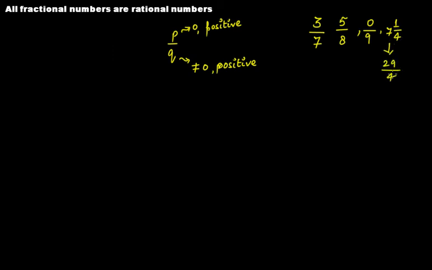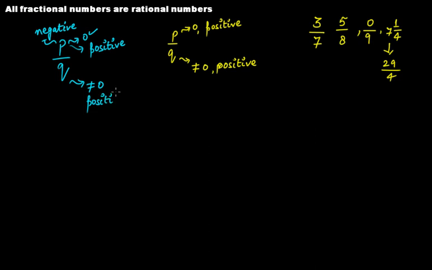This is a mixed number. Now this 29 over 4 is a fraction. Clearly, all these are actually rational numbers, because the definition of a rational number clearly says that a rational number is of the form p over q, where p can be 0, can be any positive integer, and can be a negative integer as well. Similarly, q cannot be equal to 0 but can be positive. This is a rational number, and also it can be negative also.